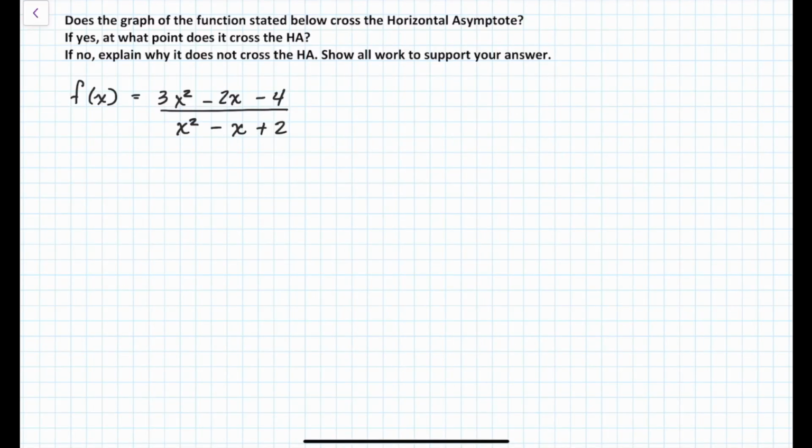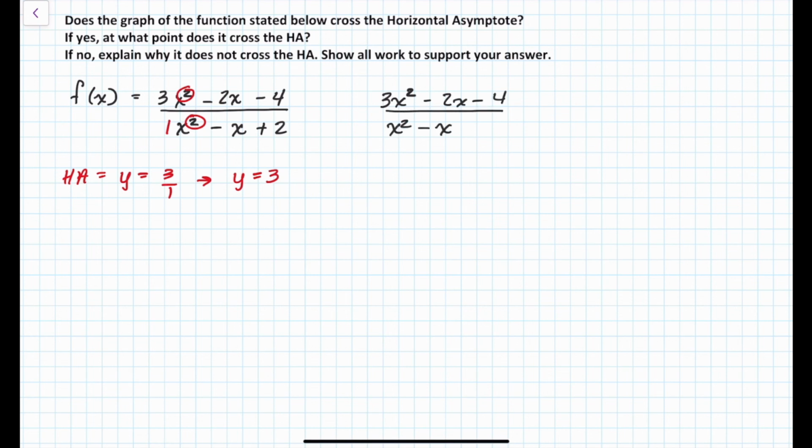Last challenge problem. This is a good one. So does the graph of the function cross the horizontal asymptote? Remember, it can cross the horizontal asymptote. It cannot cross a vertical asymptote, but it could cross a horizontal asymptote. So how do we do this? Well, we know the horizontal asymptote occurs at y equals 3. So we need to set our function equal to 3. And then we just solve for x.